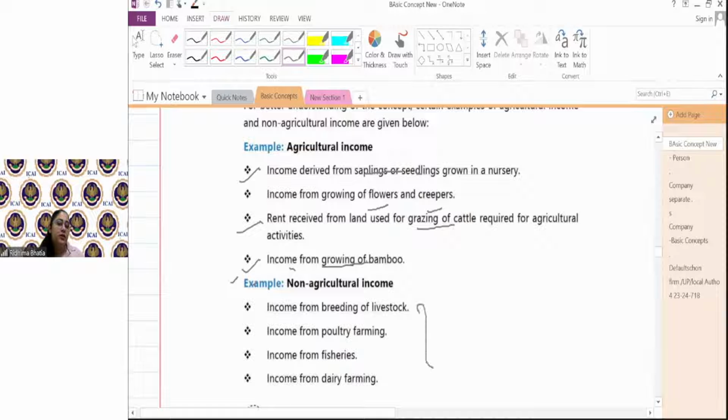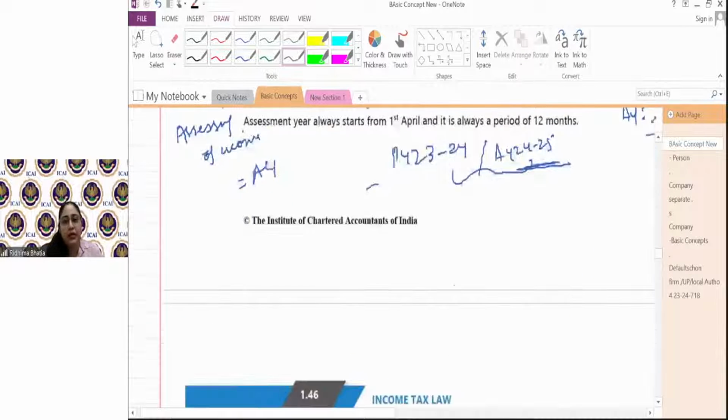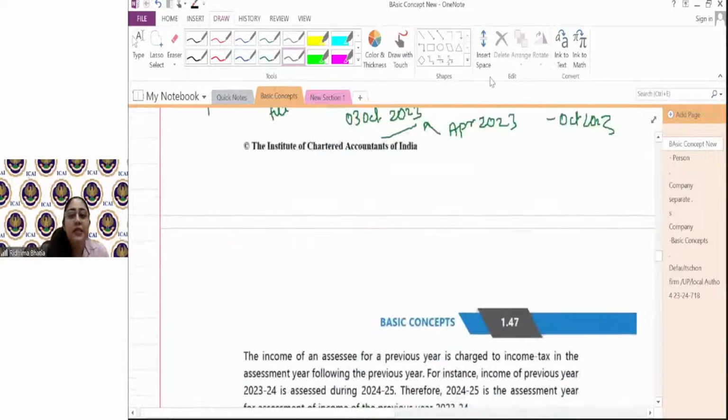What would not be an agricultural income? Breeding of livestock, poultry farming, fisheries, dairy farming, these would not be considered as agricultural income. With this, we complete our concept of what is agricultural income. But now, if I say that there is a twist in the tale, and you will say, "Ma'am, why is this done, this is wrong," etc. Let me just first tell you about it.